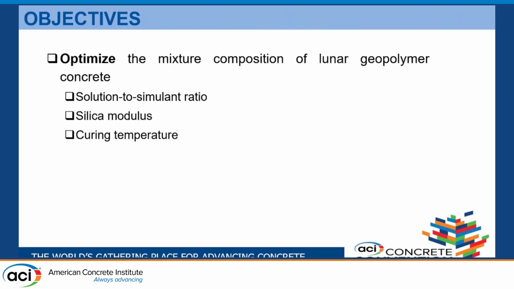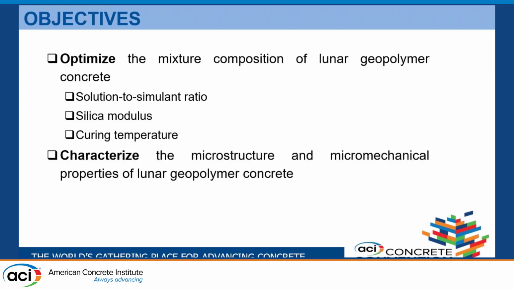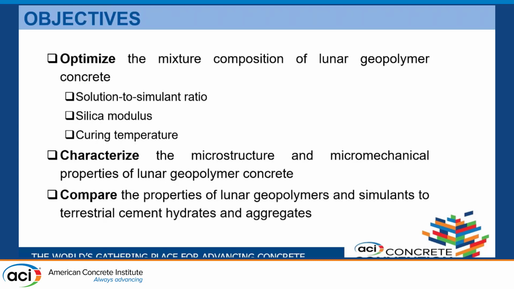The objectives of my research are to optimize the mixture composition of lunar geopolymer concrete considering 3 parameters: the solution to simulant ratio, silica modulus, and the curing temperature. I am using these 3 parameters to determine the compressive strength of how my geopolymer would perform. Then, characterizing the microstructural and micromechanical properties of lunar geopolymer concrete using the nanoindentation analysis technique. And finally, comparing the properties of lunar geopolymers and simulants to terrestrial cement hydrates and aggregates.